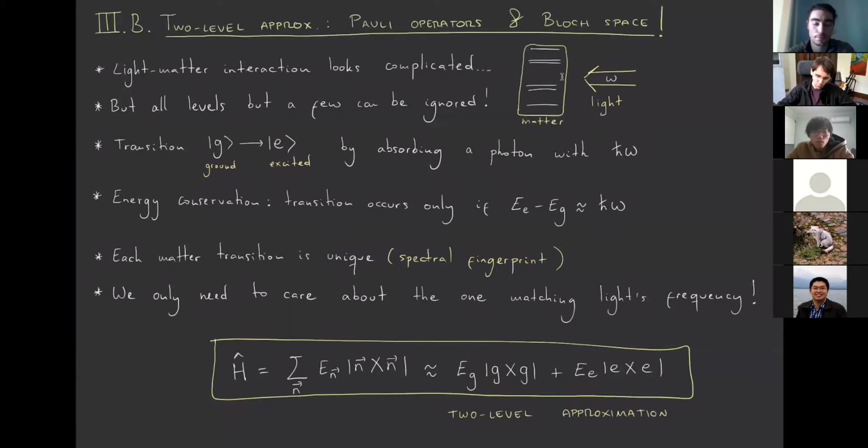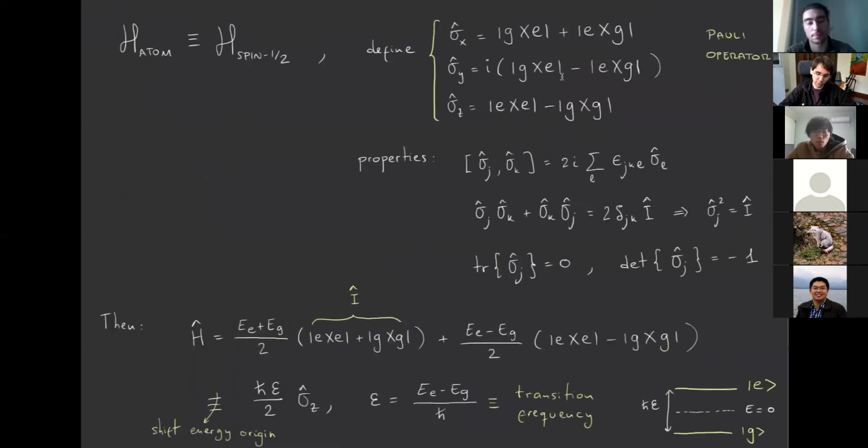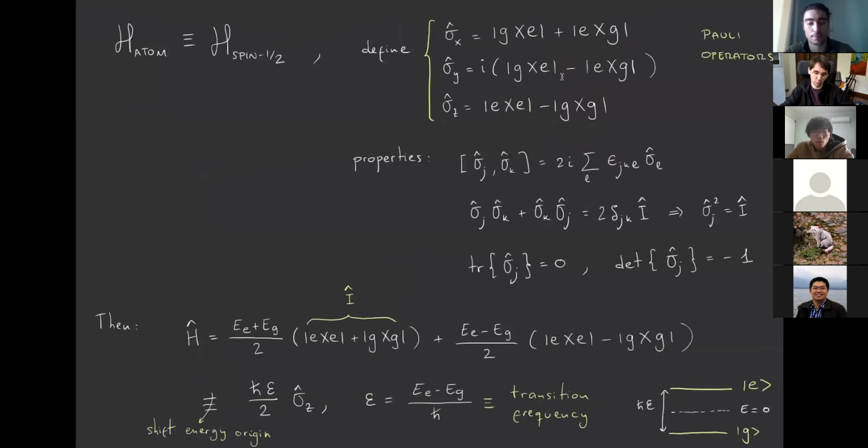So once we have mapped our matter to a two-level system, we can start using all the mathematics of two-level systems or spin one-half systems. In particular, we define the Pauli operators, and then we saw that the Hamiltonian we can rewrite, just making a shift of energy to the center of the transition between the ground and the excited state. We can make the Hamiltonian look like a sigma z, and we call epsilon the transition frequency. So the energy is h bar epsilon.